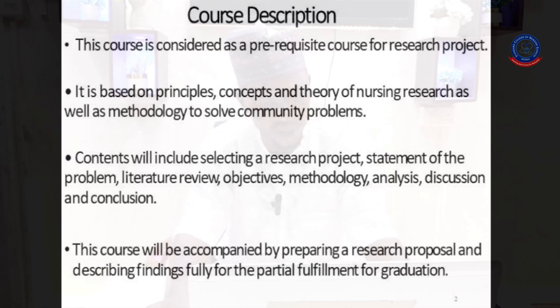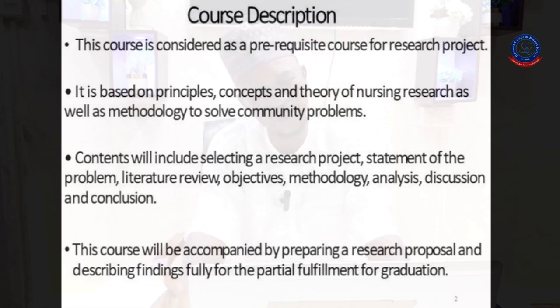This course will be accompanied by preparing a research proposal. So I'll be helping you, I will guide you to developing a small research proposal and describing findings fully for the partial fulfillment of your graduation. So without a project, there is no way you graduate. So please, you need to pay attention so that we'll achieve the set objective of the course.